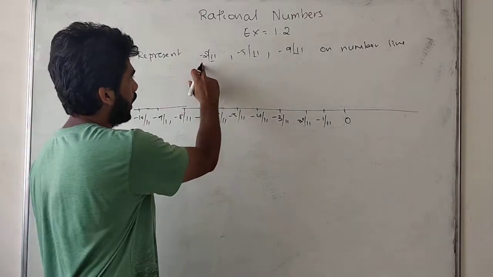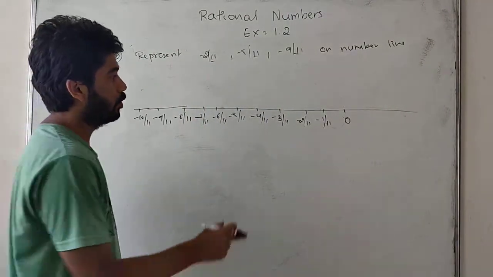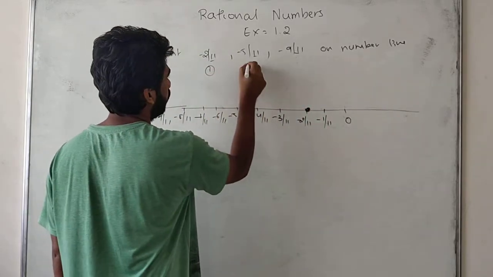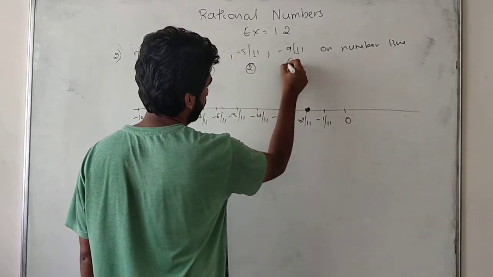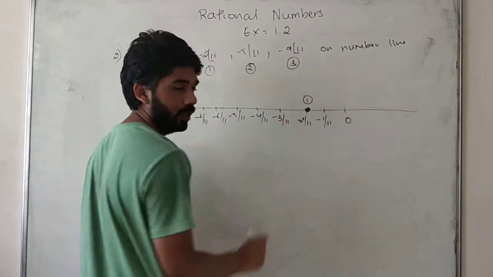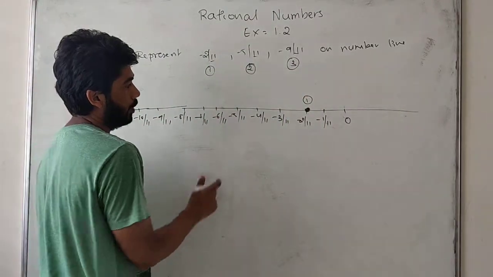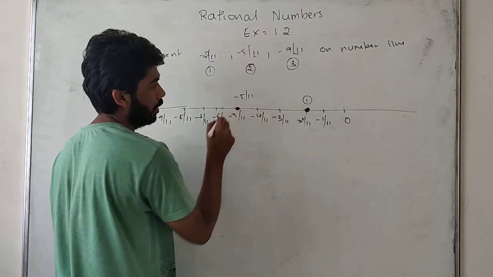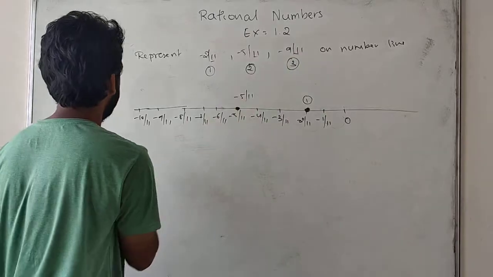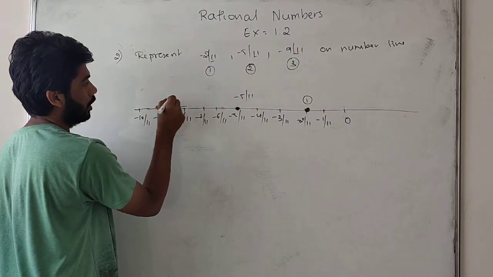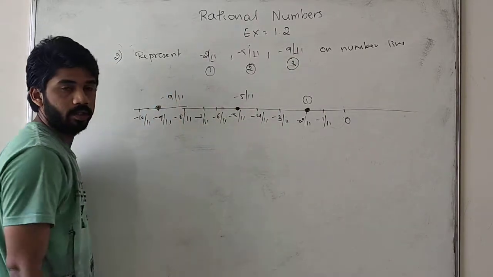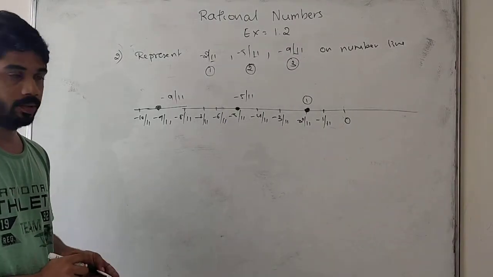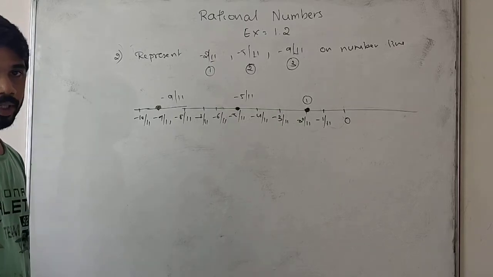Now we have to only represent them. So minus 2/11, here is the first one. This one is 1, this one is 2, this one is 3, so the first number will come here. Second one is minus 5/11, so the second one will be here. Third one is minus 9/11, so the number will come here. Okay, got it? I hope you are all getting the problems. Okay, note it down. I go to the next problem.